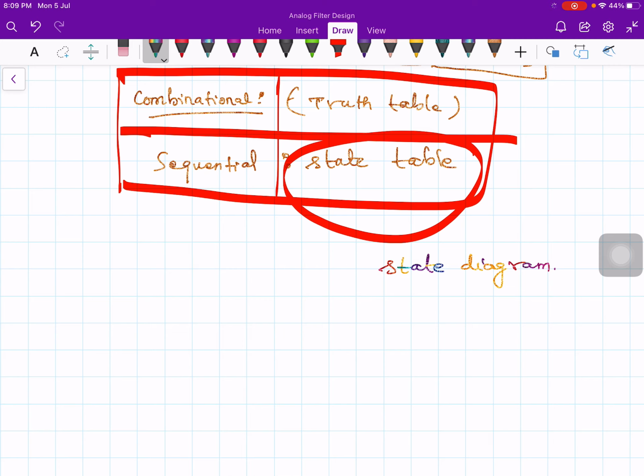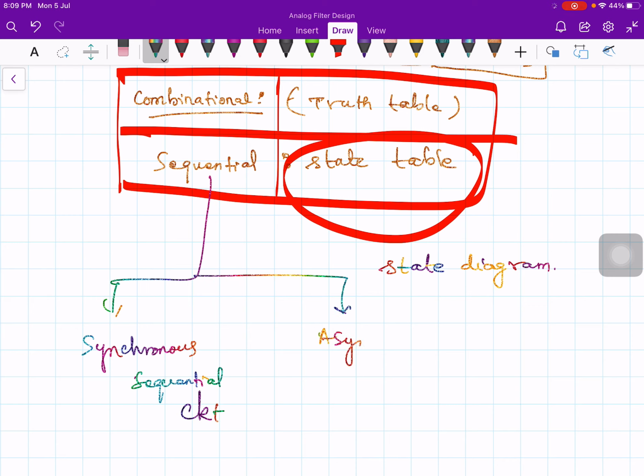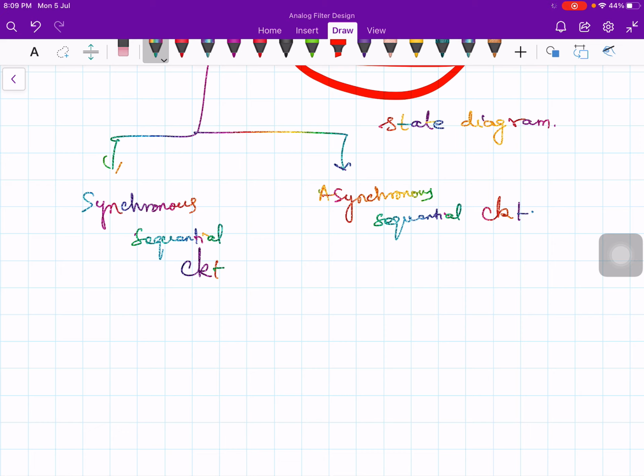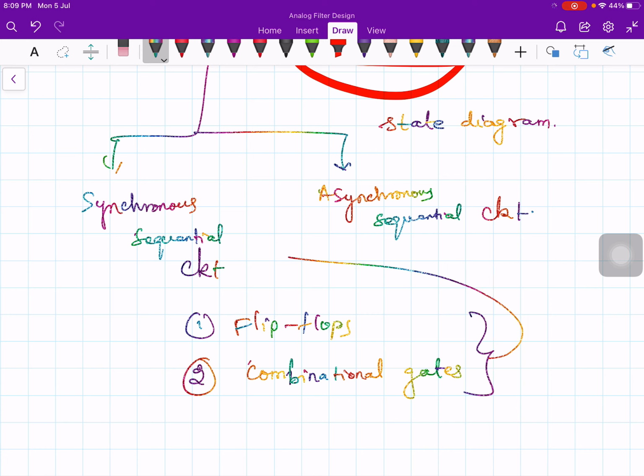And as we know that there are two types of sequential circuits, right? One is synchronous sequential circuit, and another one is asynchronous sequential circuit. The synchronous sequential circuit is made up of what? Flip-flops and combinational gates. These two things are needed to construct a sequential circuit that can be synchronous or asynchronous, it doesn't matter.